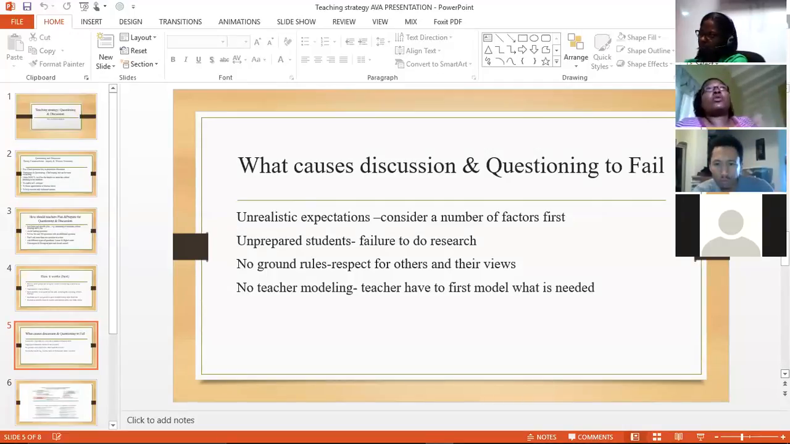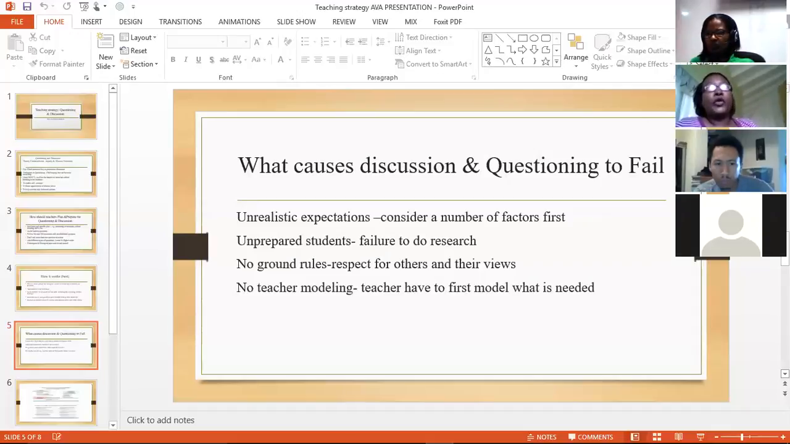Then maybe if you have another colleague, you can do team teaching or something, have somebody come in to show them, to ask a question, and the person to respond to it. But there are different ways of doing discussion and questioning.